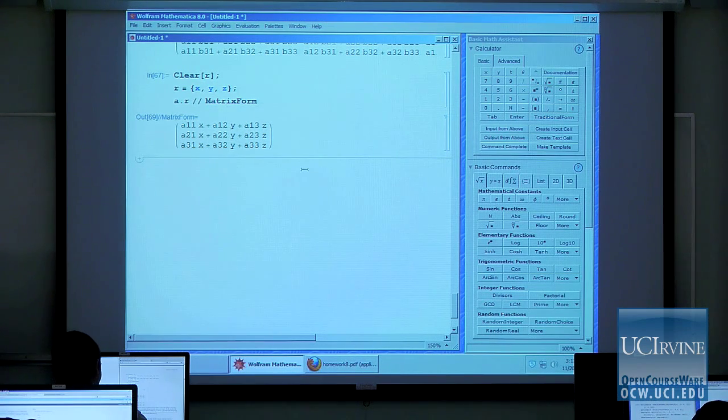All right. What else? So there's a couple of other manipulations that are worth knowing about, or ways to work with the matrices.